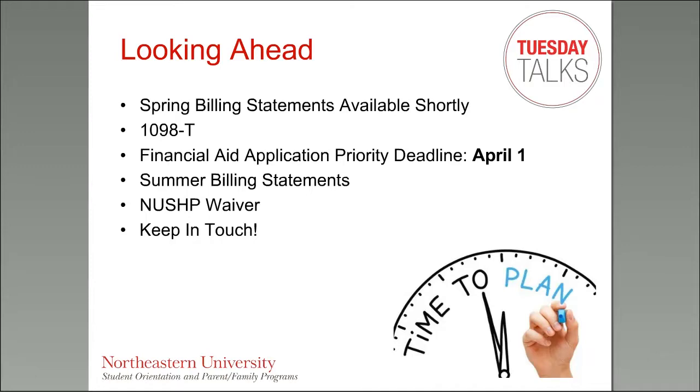The 1098T will be available electronically through My Northeastern as of January 31st, and will be mailed out that same day for those who choose not to have it electronically. But students can go online to view it electronically, and they can print it right from their portal. As Ben mentioned, the financial aid application deadline is April 1st. And you want to try and get that in as soon as possible.